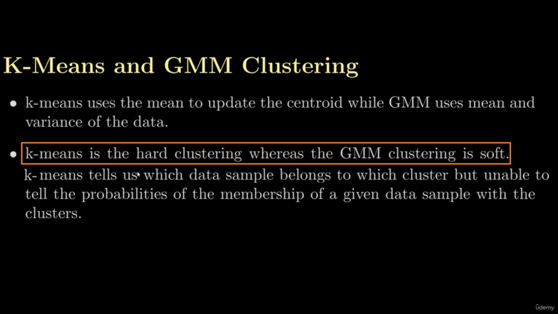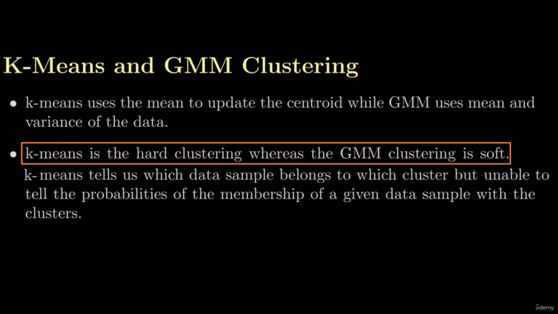The other difference is that k-means is hard clustering, whereas GMM clustering is soft. Now, what do hard clustering and soft clustering mean? K-means tells us which data sample belongs to which cluster, but is unable to tell the probabilities of the membership of a given data sample with the cluster.